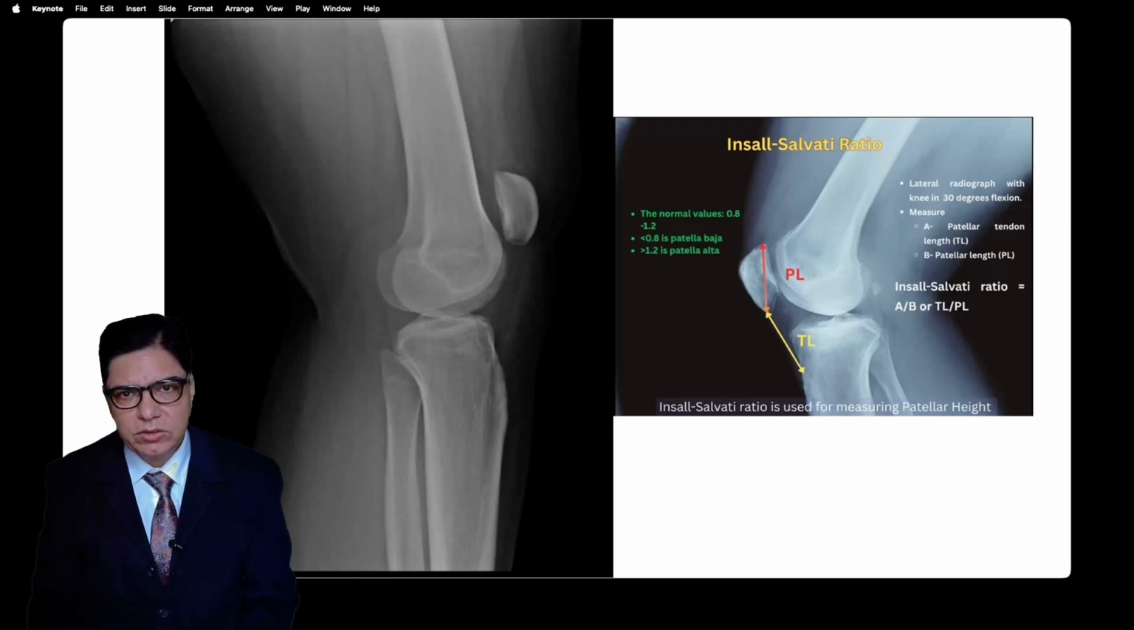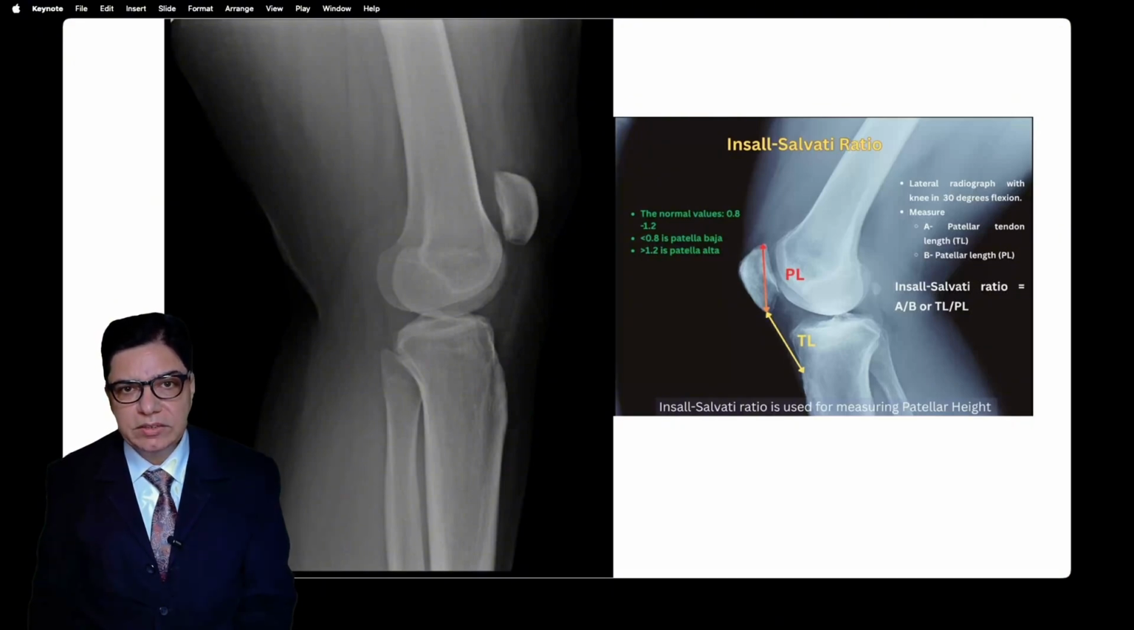So if we take the length of the patella itself, which is usually taken as the distance between the superior pole and the inferior pole of the patella, so the longest distance between the superior pole and the inferior pole, this would be the length of the patella. Then from the inferior pole of the patella down to where the patellar tendon inserts into the tibial tuberosity. So this is the tibial tuberosity. If you take this length, between the inferior pole of the patella and the point on the tibial tuberosity where the patellar tendon inserts, this is known as the patellar tendon length.